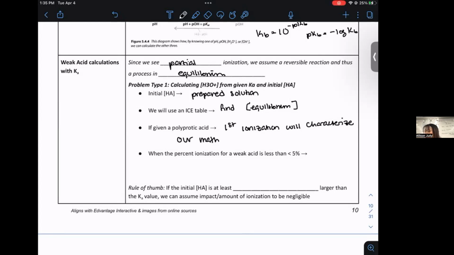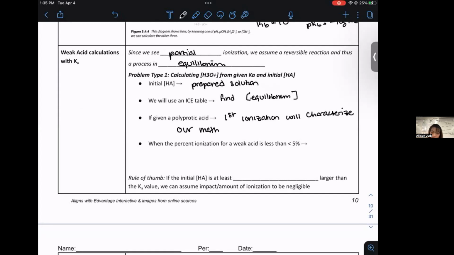When the percent ionization for a weak acid is less than 5%, another way of looking at it is when the initial concentration of your acid is at least 1,000 times larger than your Ka value, which is telling you that it's 1,000 times greater than the ions that are actually going to be released, right? Because Ka is a measure of ion releasement. When it's 1,000 times greater, we can assume the impact or amount of ionization to be negligible.